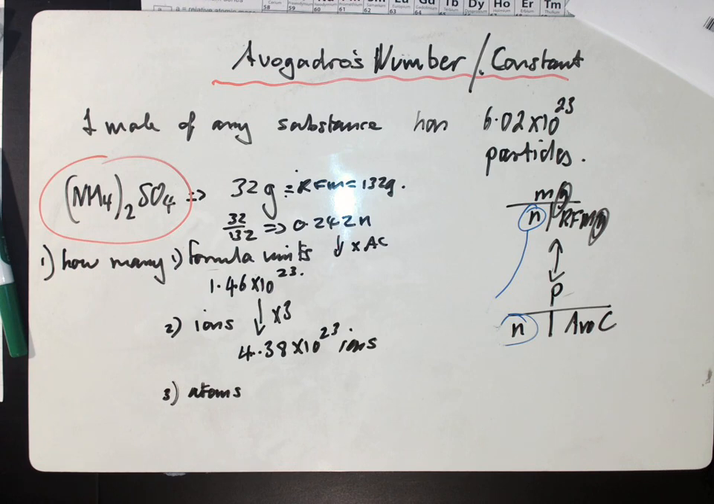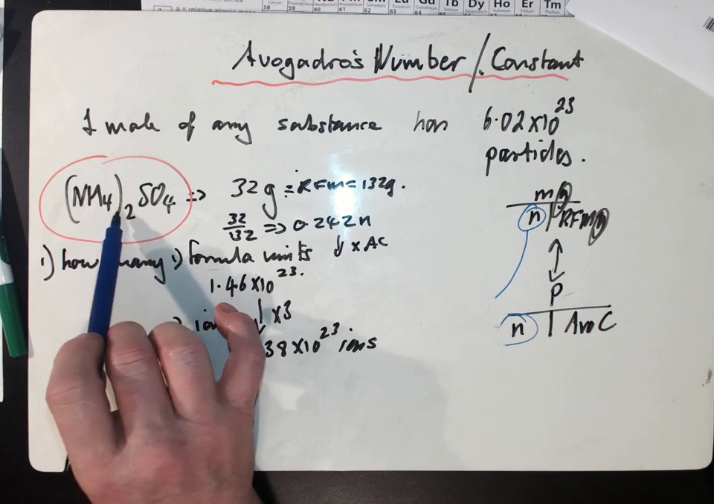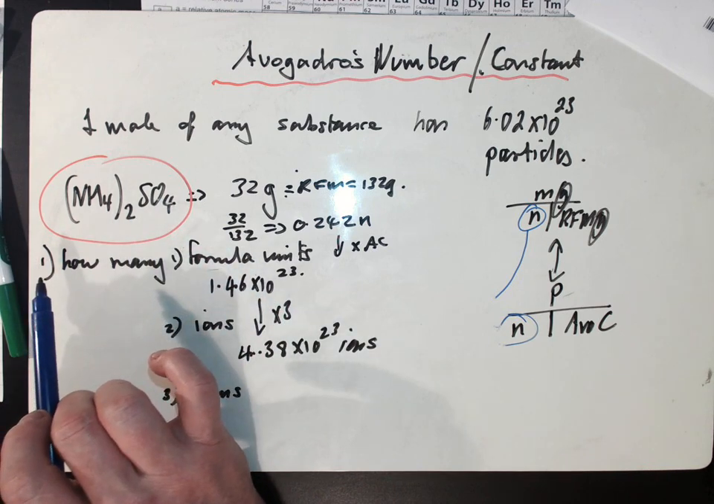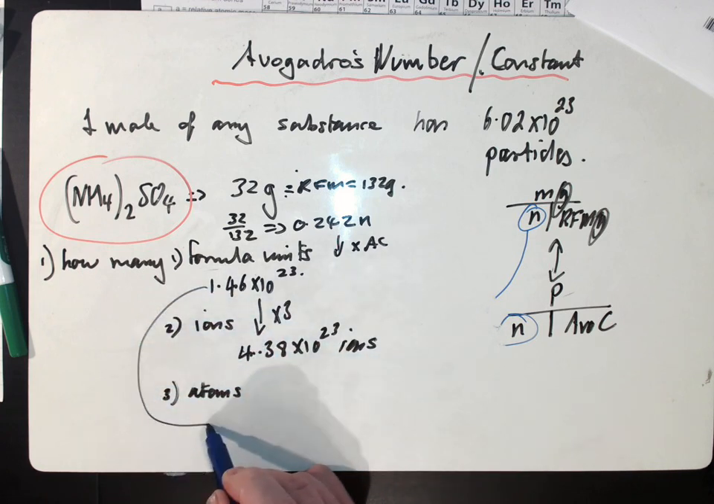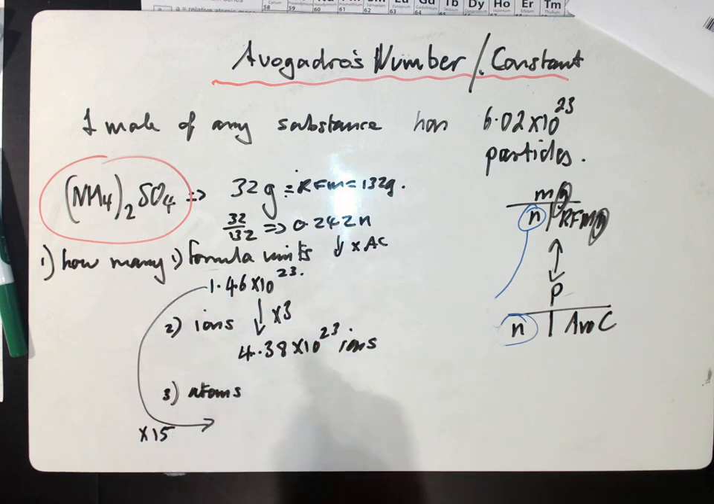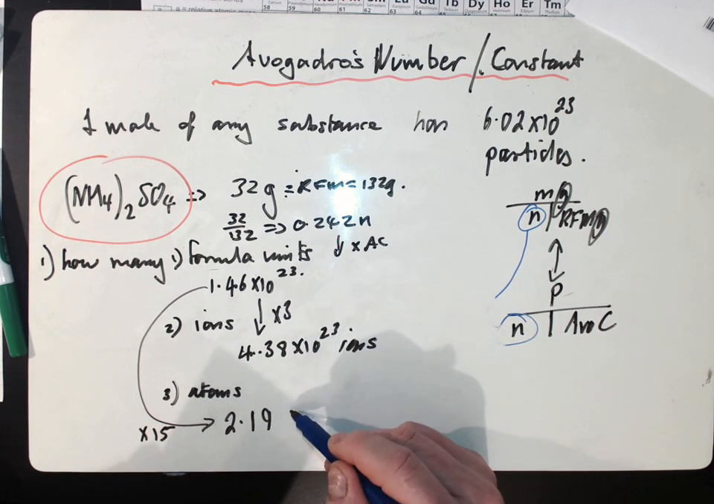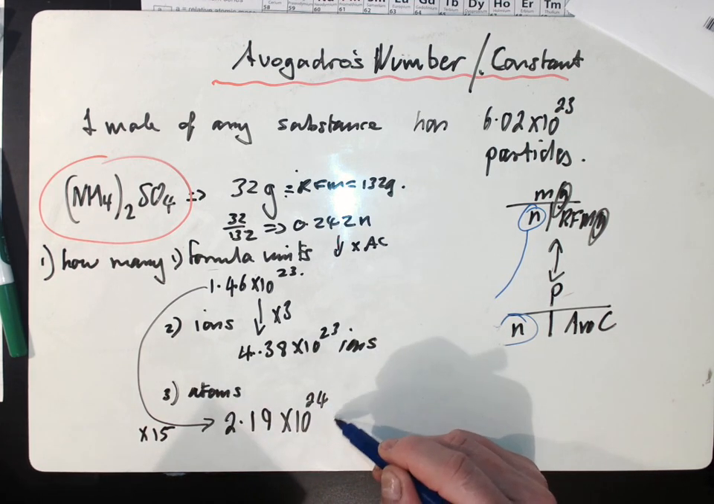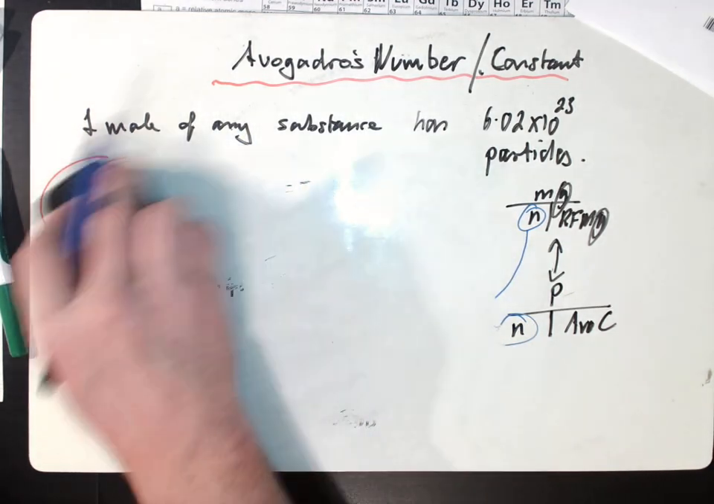Okay, then it asks us for atoms, so we've really got to just work out how many atoms we have in a formula unit. Well, we have 2 nitrogens, and we've got 8, 2 times 4, 8 hydrogens, 1 of sulfur, and 4 oxygens, so we've got 15 atoms. So if that's the number of formula units, and we've got 15 atoms per formula unit, then we end up with 2.19 times 10 to the 24 atoms in there. Okay, so again, nothing too difficult about that. I'll have a look at another one.